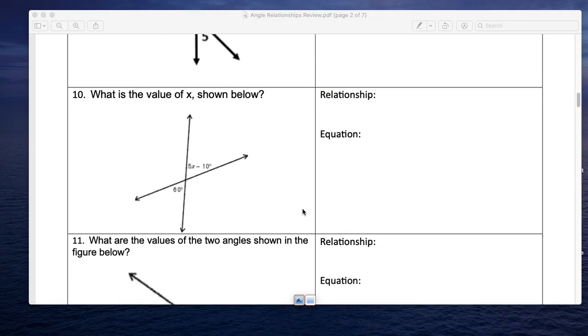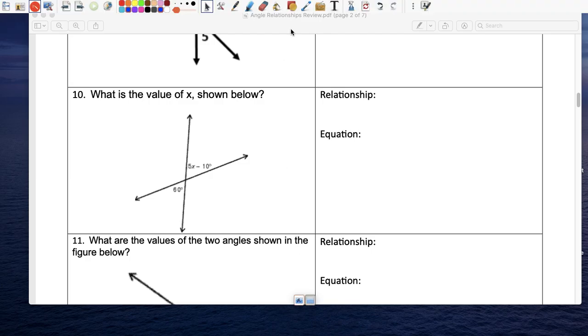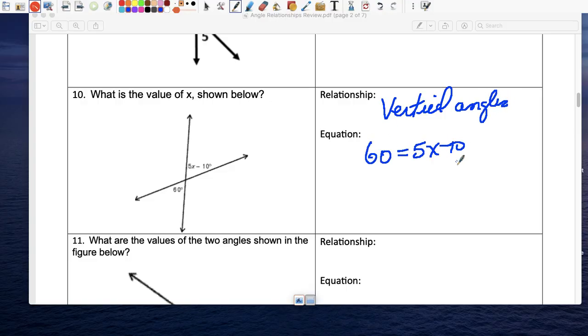10. What's the value of x shown below? So what's the relationship of vertical angles? What's the equation? When they're vertical, they're equal to each other. So I can write 60 equals 5x minus 10.